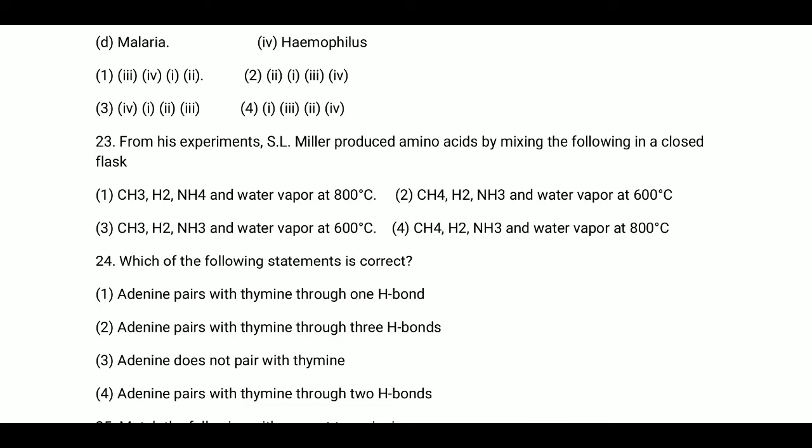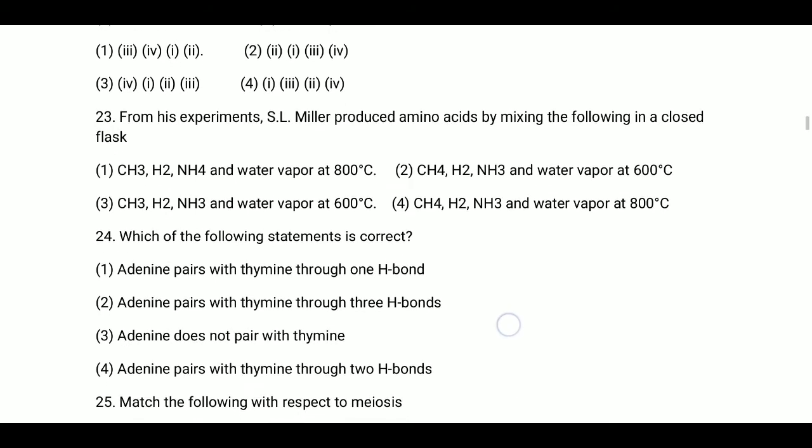Which of the following statements is correct? Correct statement you have to identify. Adenine pairs with thymine through one hydrogen bond. Adenine pairs with thymine through three hydrogen bonds. Adenine does not pair with thymine. Adenine pairs with thymine through two hydrogen bonds. So basically we know adenine bonds with thymine, and it is with two hydrogen bonds. It bonds with two hydrogen bonds. So the right answer is fourth option.